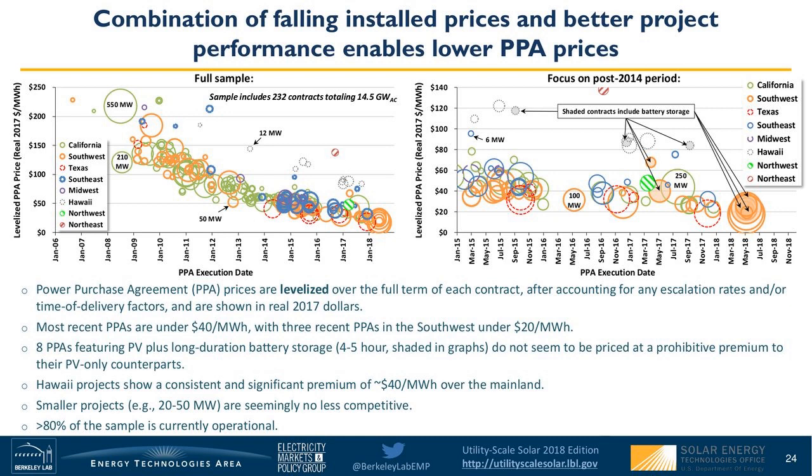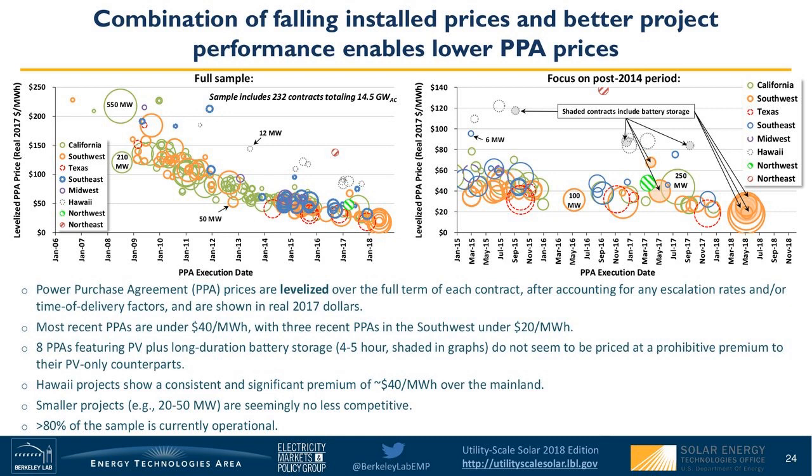Now, although California and the Southwest dominated the sample through 2013, within the past few years we've seen the market broaden considerably to the other 6 regions that are shown here, most of which are now turning in very competitive PPA prices. For example, if you focus on the graph on the right, you'll see that with a few exceptions, including projects located in Hawaii, many of the more recent PPAs are priced under $40 per megawatt hour, with several as low as just $20 per megawatt hour.